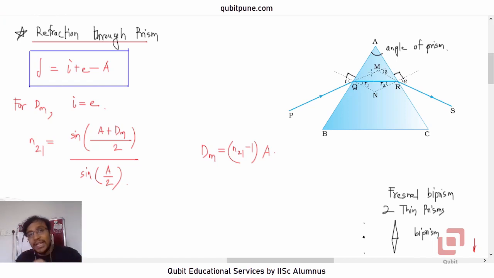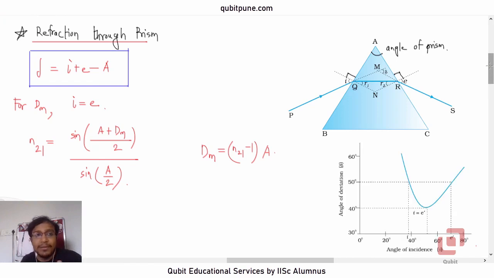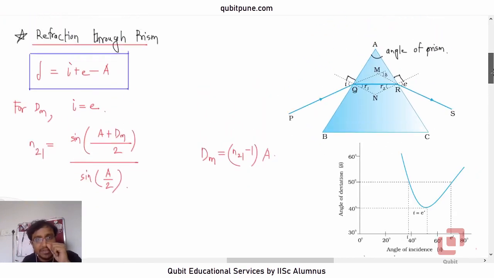Now in the textbook they have given a graph of the angle of incidence and the angle of deviation, and that graph has a U-like structure, an inverted U. Structure like this. At this point where the angle of deviation is minimum, the angle of incidence becomes equal to the angle of emergence.